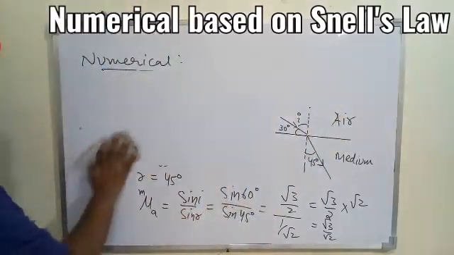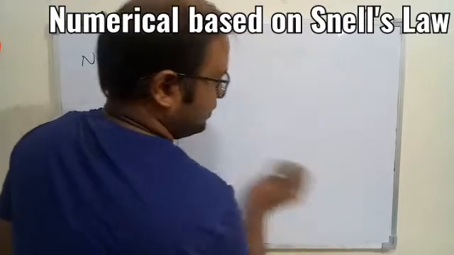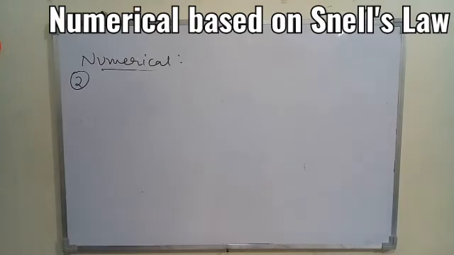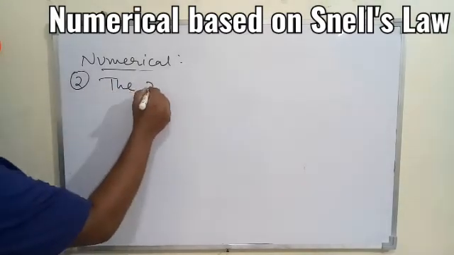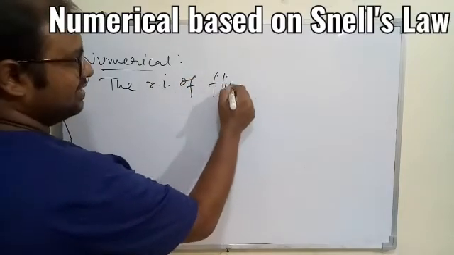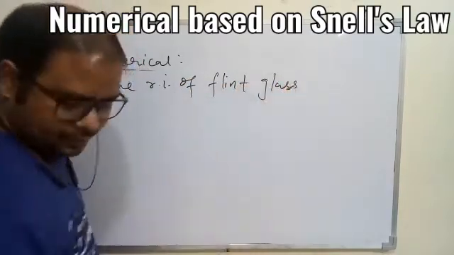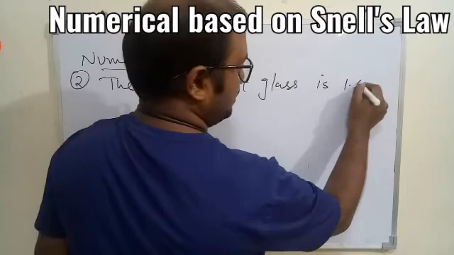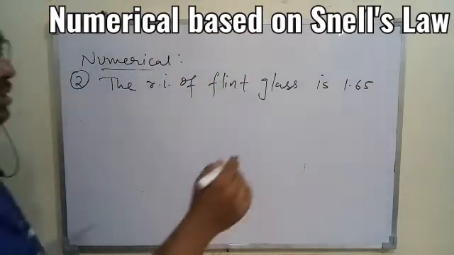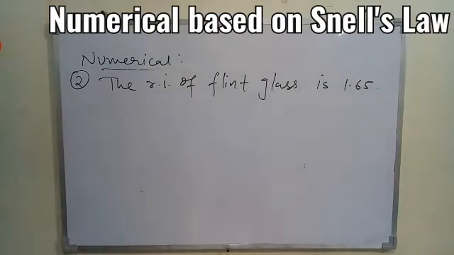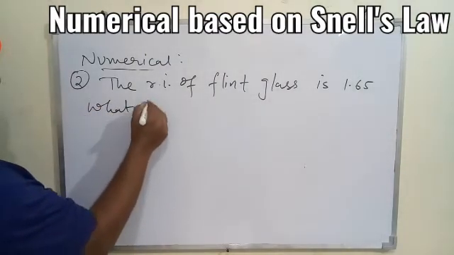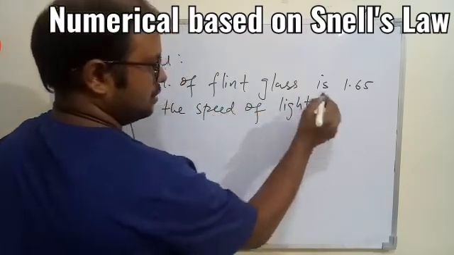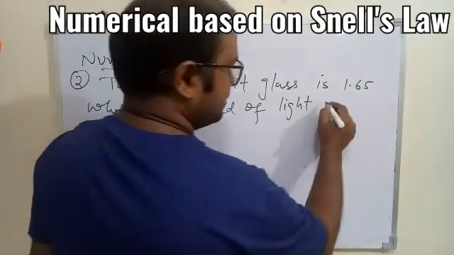Okay, study one thing. Let's go for number 2. What is given to you? The refractive index of flint glass is 1.65. This is given to you. What is the speed of light in this glass?